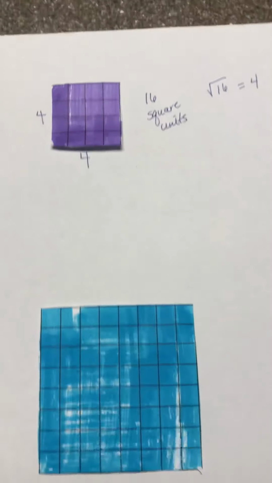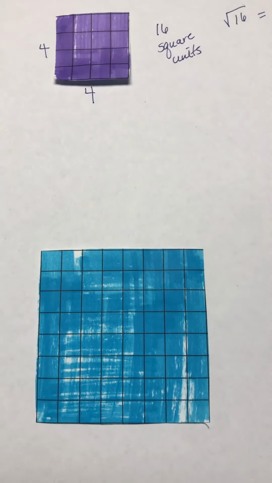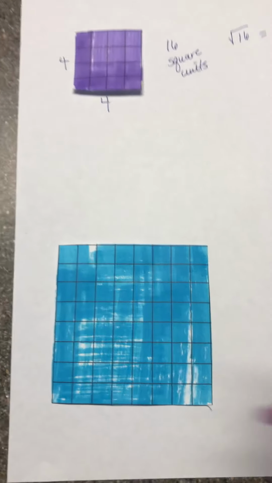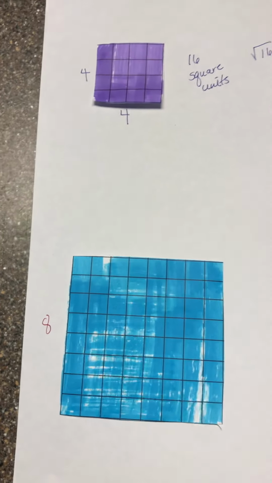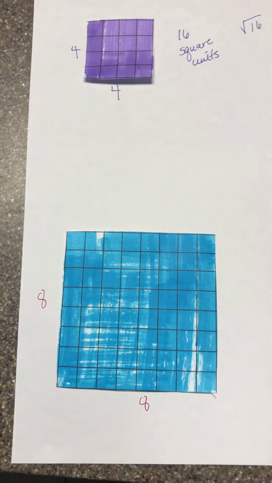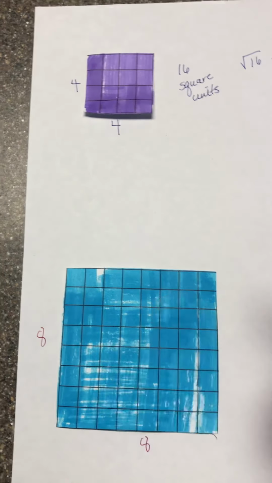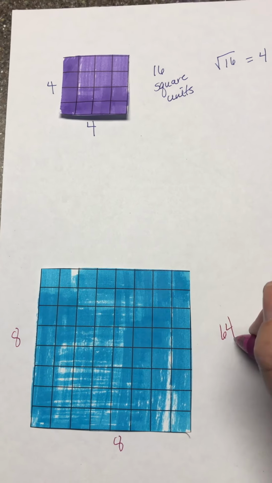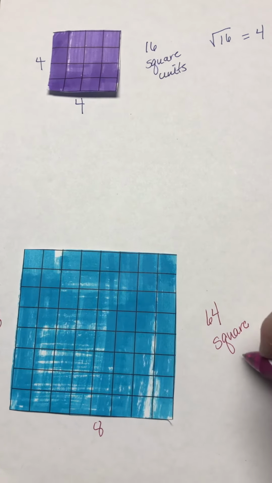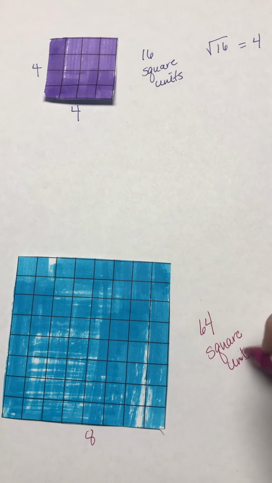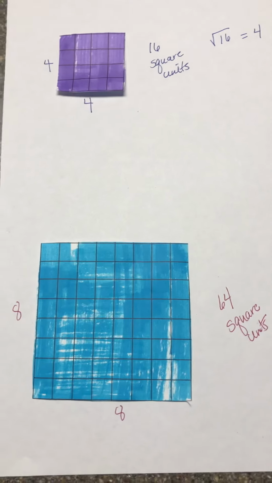Now let's look at this next one. This is an 8-sided figure. So you have 8 units here and 8 units here. So when you multiply 8 times 8, you get 64, and it's 64 square units. So 64 is a perfect square.